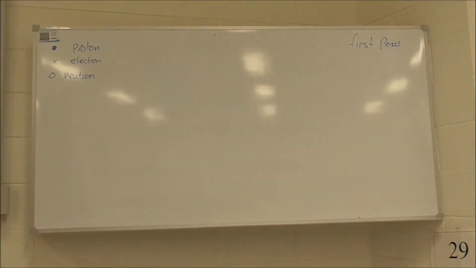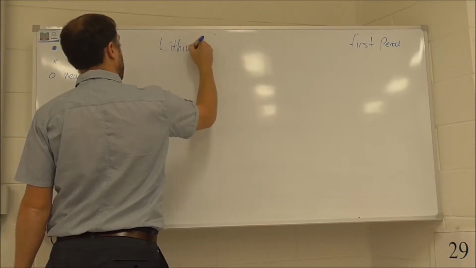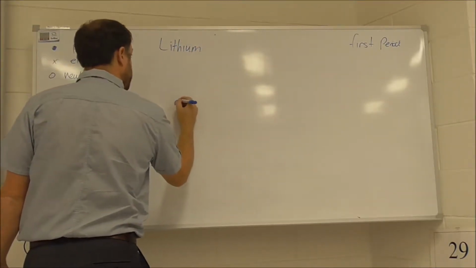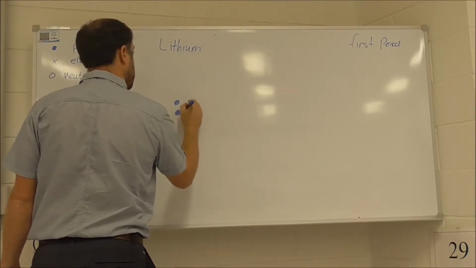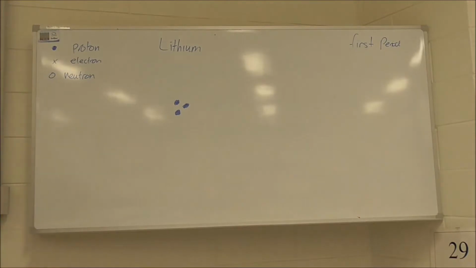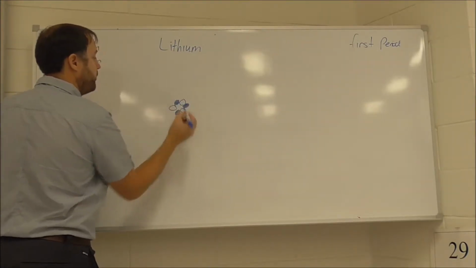Okay, so the atomic number of 3, what does that tell us about what's in the nucleus? Olivia? 3 protons, haven't we? Okay, so this is lithium. And we've got 3 protons in the middle, and for most lithium atoms, there would also be 3 neutrons.